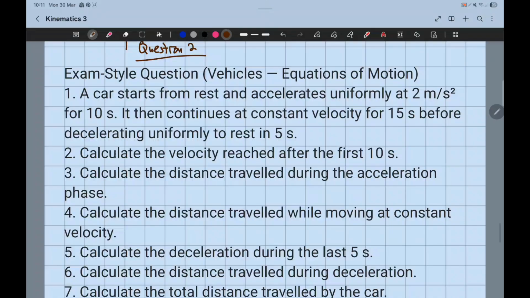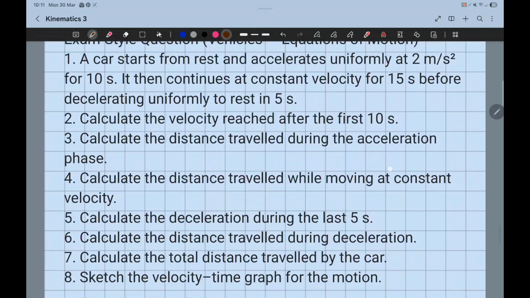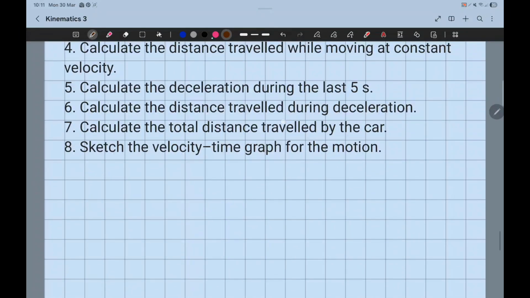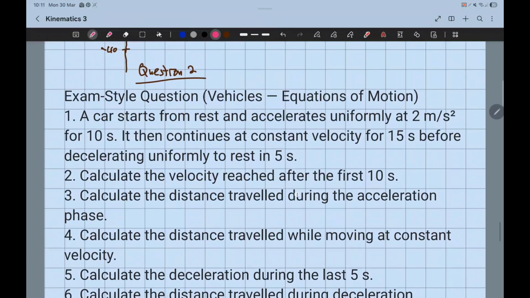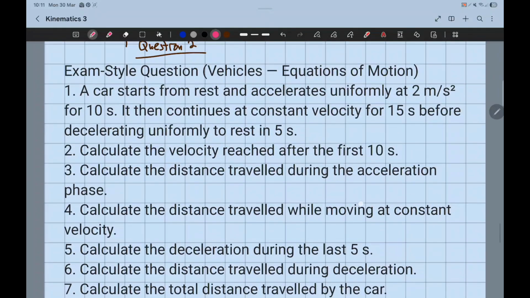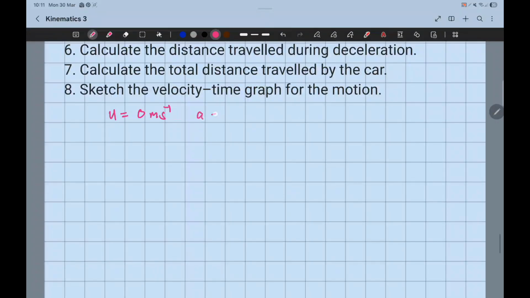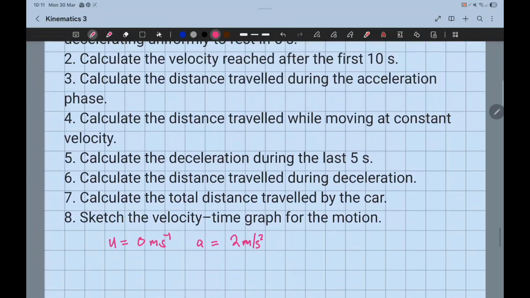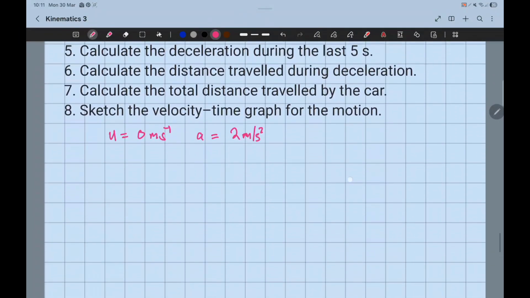This may help our understanding. Alright, so here we are told a car starts from rest. Since it starts from rest, we write down our information: u is equal to 0 meters per second, and it accelerates uniformly for 10 seconds. The acceleration, which is said to be uniform, is 2 meters per second squared. It does this for a time t equal to 10 seconds.